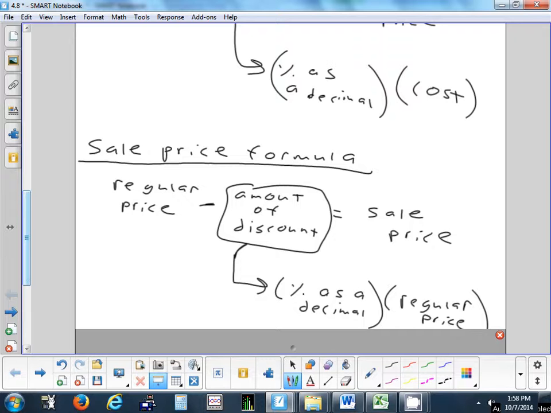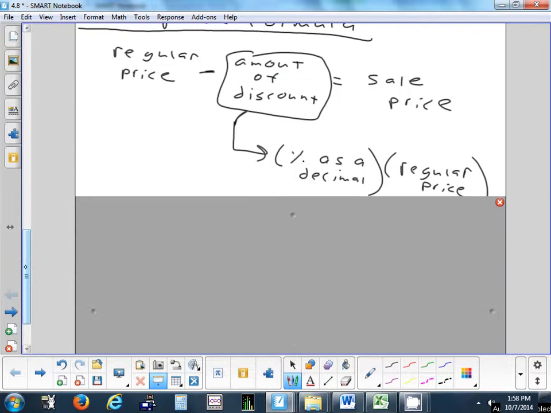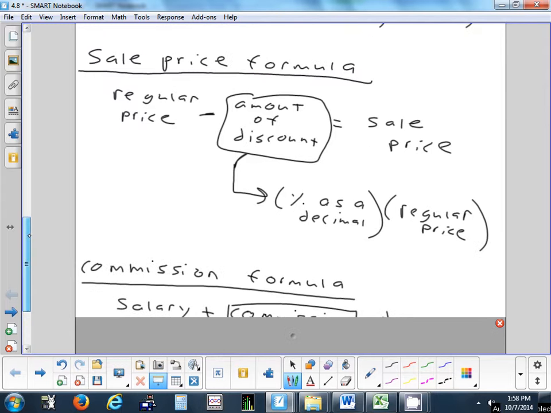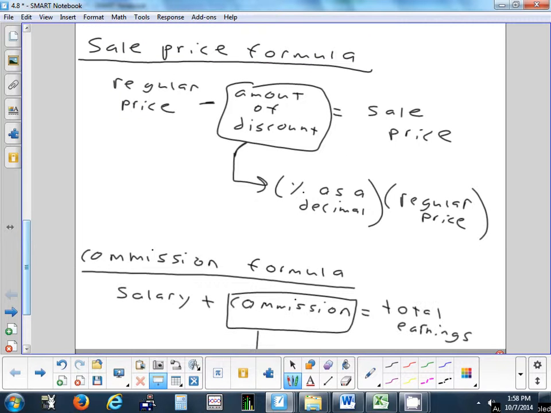Okay, so the amount of your discount is a percent of the regular price. Okay, that's your sale price formula. And the last one is for commission. Commission is basically, usually a salesman makes commission.